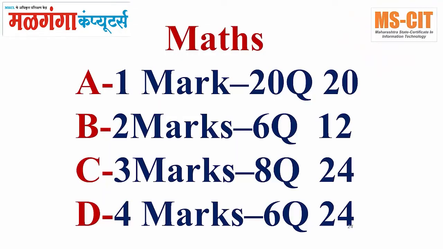Now maths. There are 4 sections. For 1 mark, 20 questions will be there, total 20 marks. B section 2 marks, 6 questions. C section 3 marks, 8 questions, total 24, and D section 4 marks, 6 questions, 24. So this is the new or revised paper pattern.